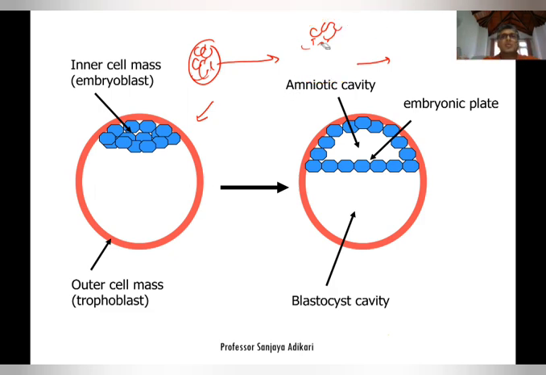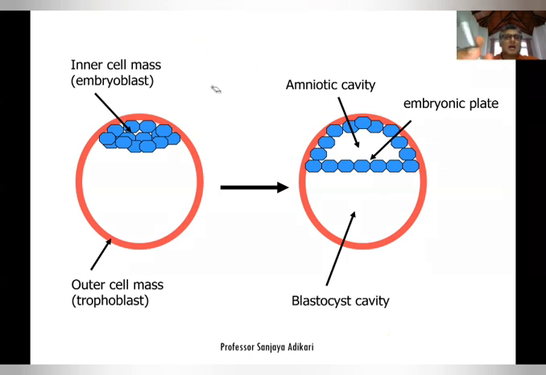Now, with further development, as you can see here, a cavity develops in the inner cell mass. That cavity is called the amniotic cavity. The amniotic cavity is seen immediately before delivery also, filled with amniotic fluid, which surrounds the baby. How it surrounds the baby, we will discuss.